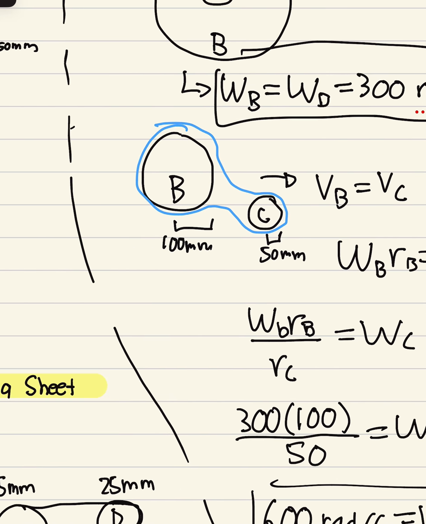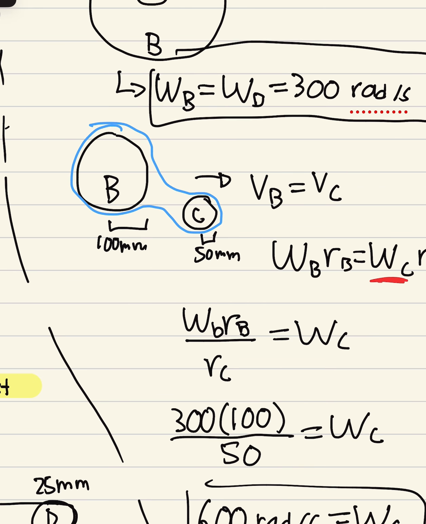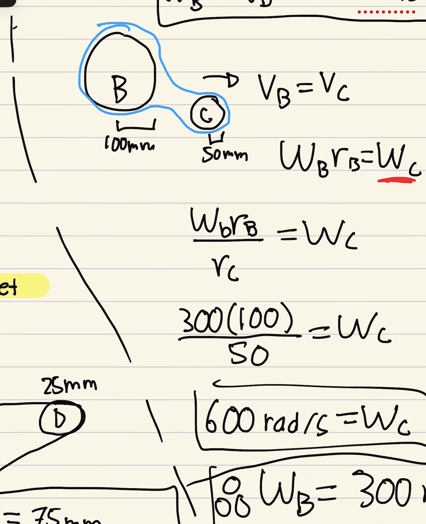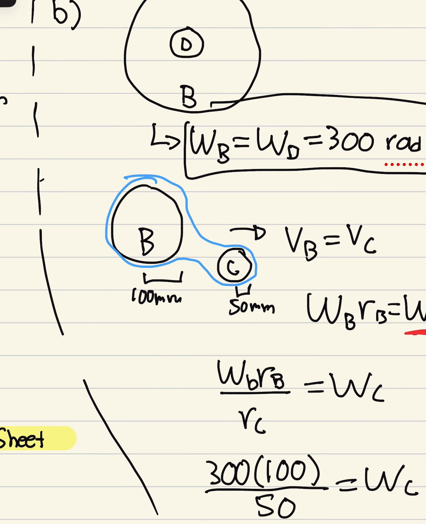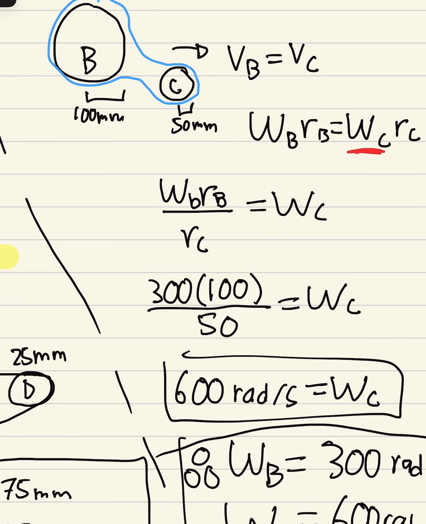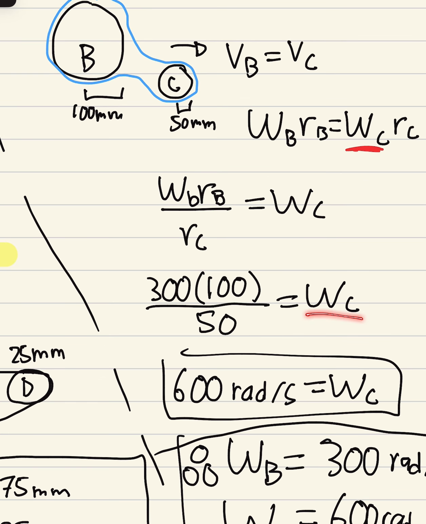And we're going to use the same formula, V equals angular velocity times radius. We're going to isolate angular velocity of C. And because we were given the radius and angular velocity of B, we can just solve for angular velocity of C, which is 600 radians per second.